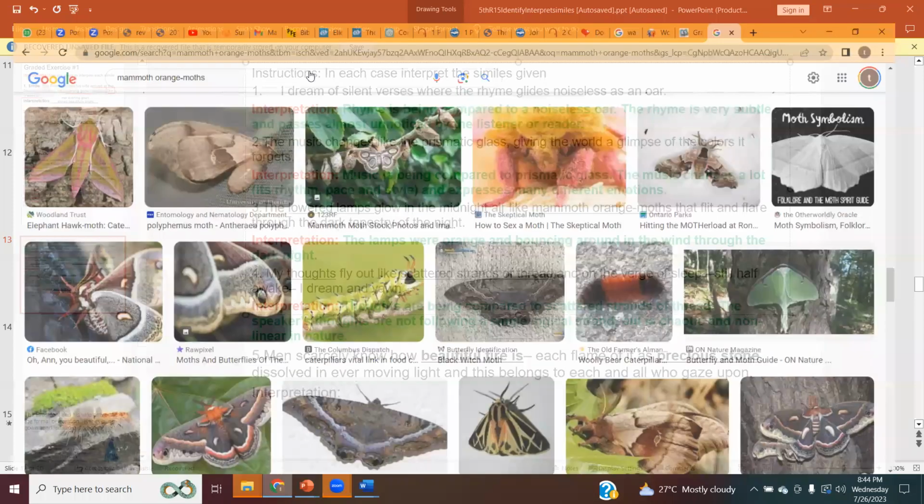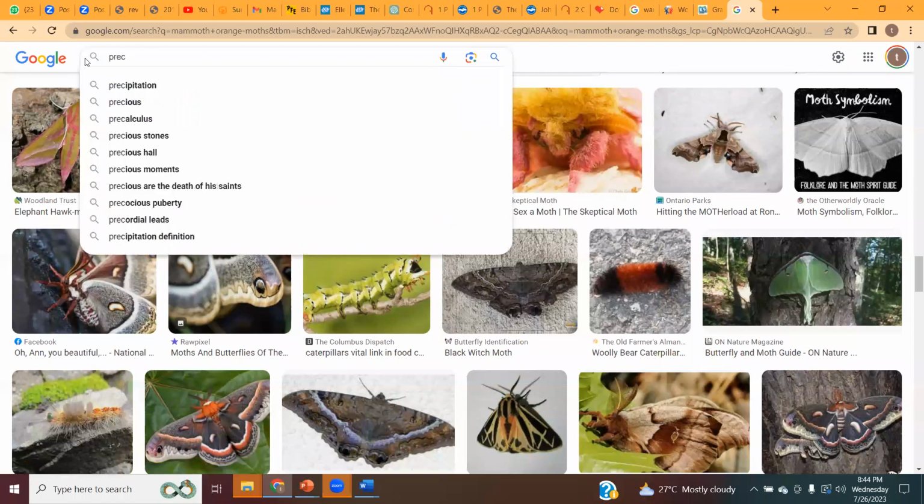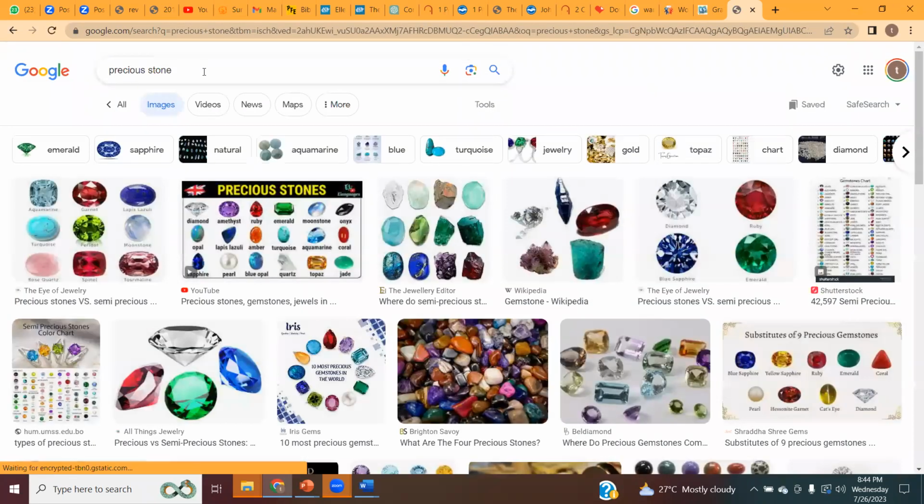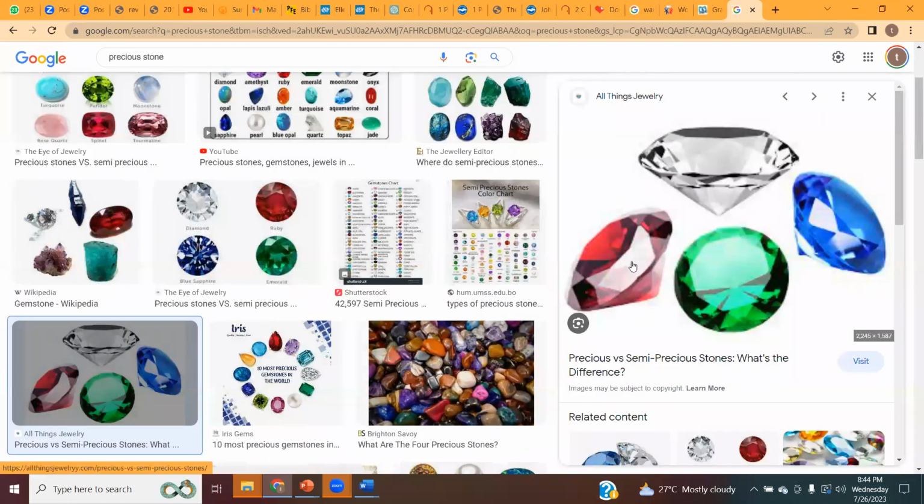Let me show you precious stones. Where's Sienna? Sienna's Wi-Fi cut off. I mean, her power went out. Oh, it came back, okay. So these are precious stones. Check your phone, Sienna.